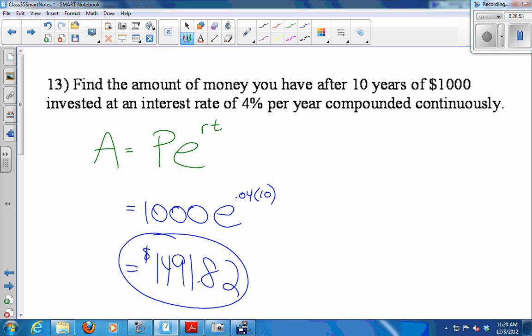That's just how much is in your account after 10 years. You'll have more if you leave it in longer. Or you could have more if you had a better interest rate, right?